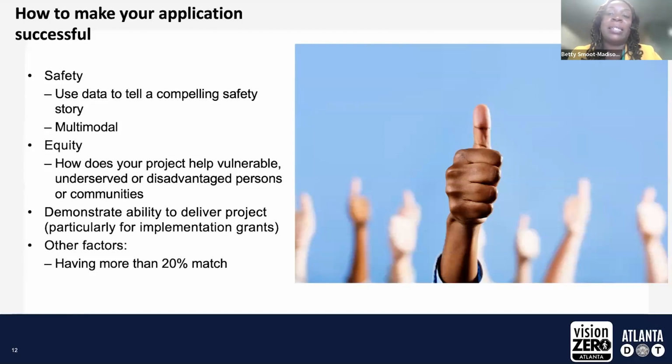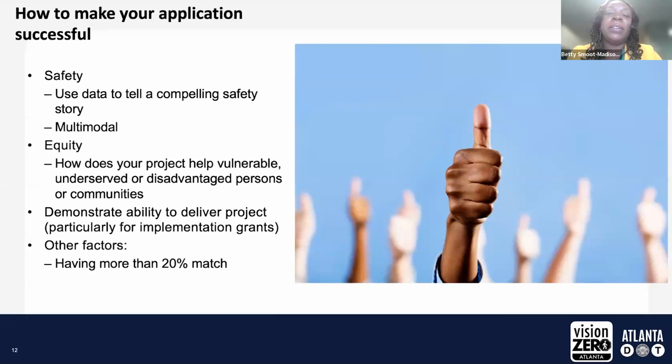Equity, addressing existing barriers and access, especially for communities that have historically been disenfranchised. So really asking, how does your particular project help mitigate or remove some of those barriers?